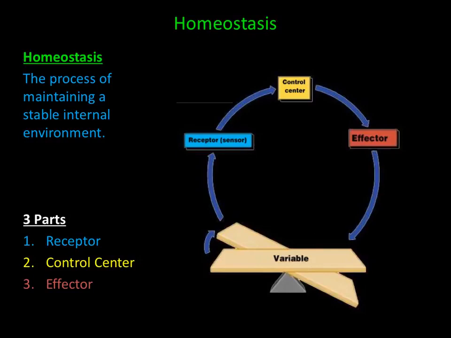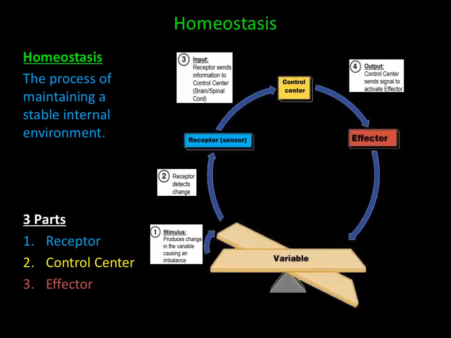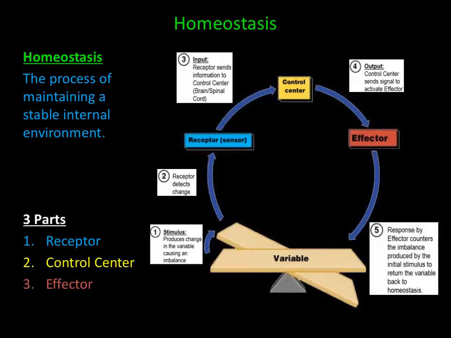So let's take a closer look at homeostasis in action. First, a stimulus produces change in the variable, causing an imbalance. Second, a receptor detects the change. Third, the receptor sends information to the control center. Fourth, the control center sends signals to activate an effector. And finally, the response by the effector counters the imbalance produced by the initial stimulus to return the variable back to homeostasis.